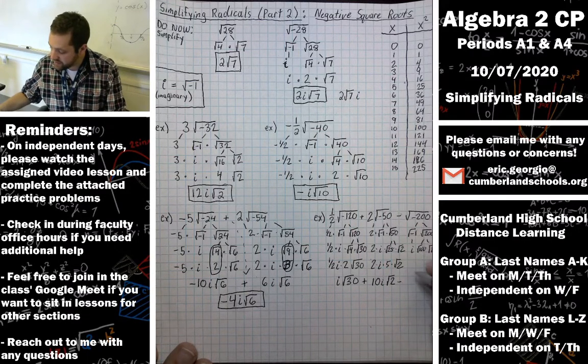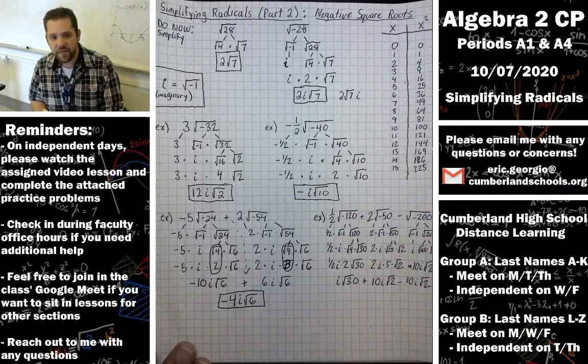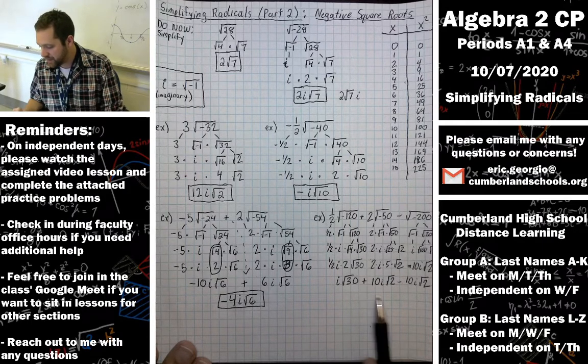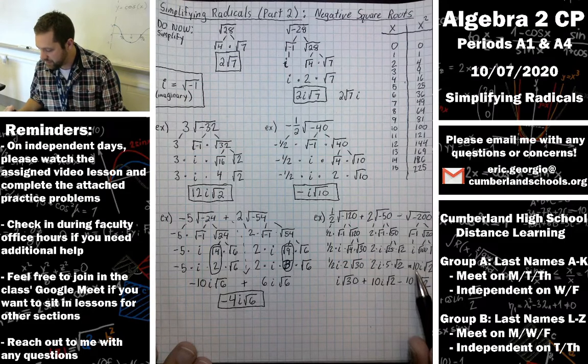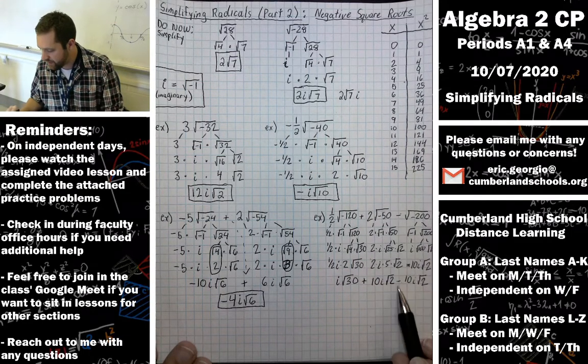Square root of 100 is 10, so I get minus 10i square root of 2. Right, because this minus sign is going to carry down: minus 10i square root of 2. And now notice what I have here. I have i square root of 30 plus 10i square root of 2 minus 10i square root of 2. Again, the minus sign just carried straight down.